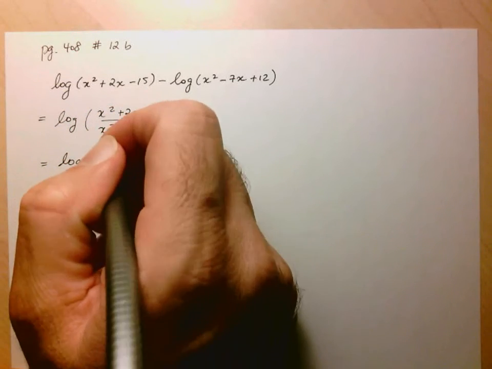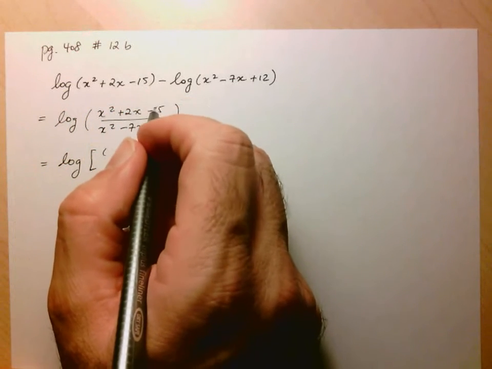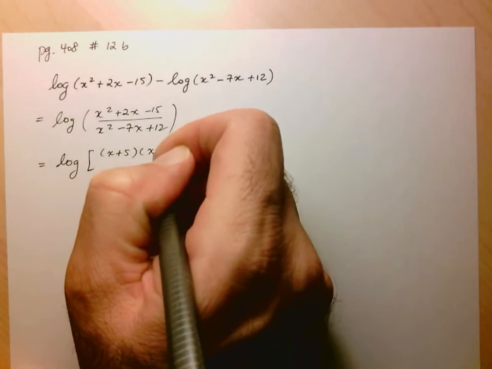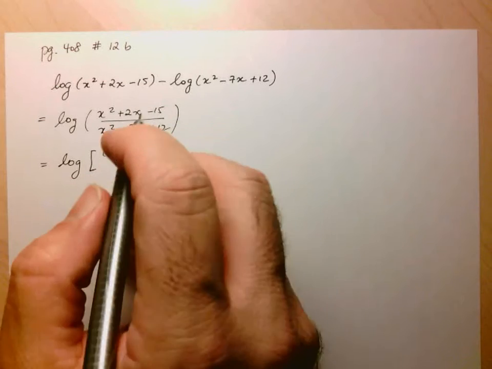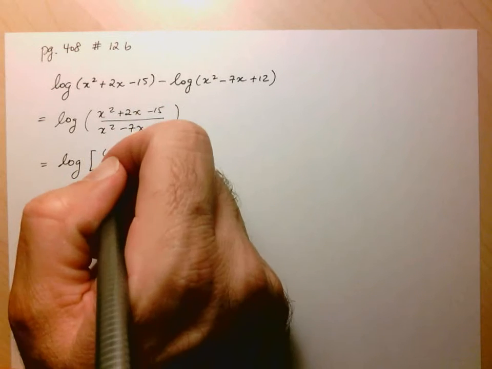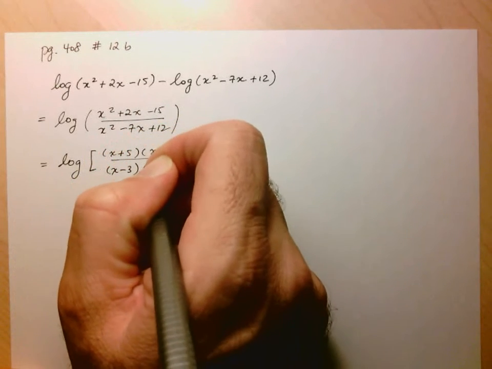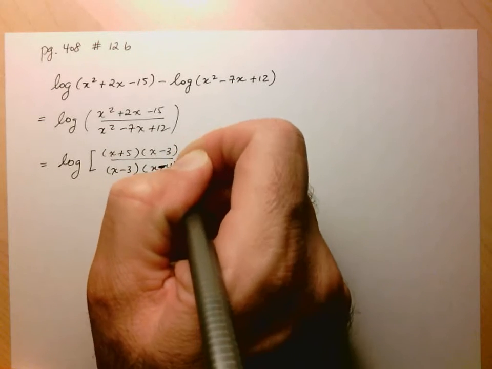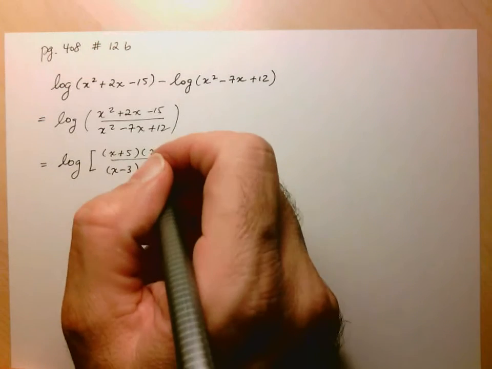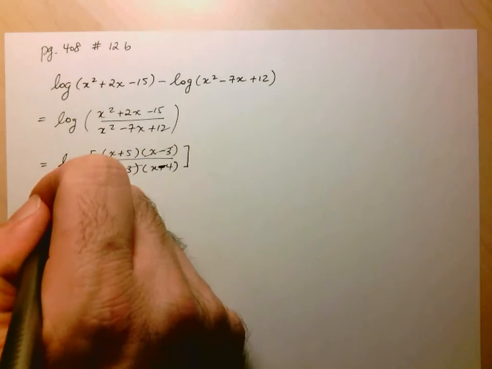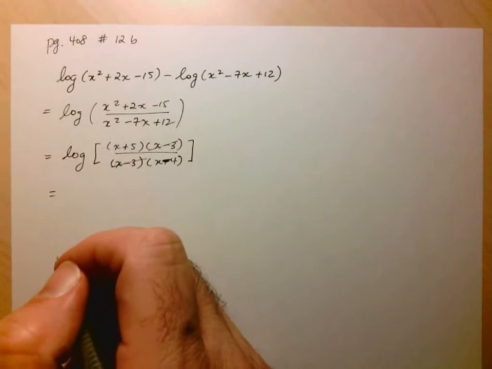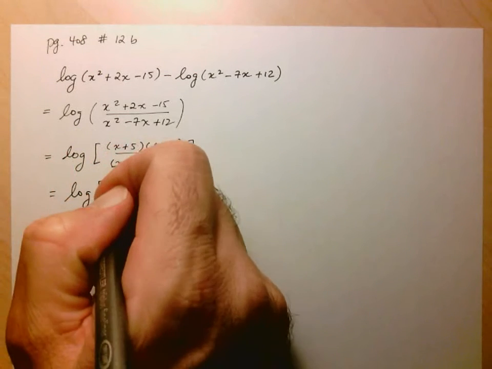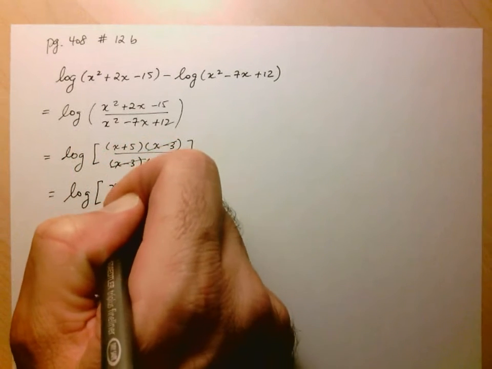factoring numerator and denominator. Here we factor the numerator, so it looks like 5 and 3 should work, so it'll be x plus 5 times x minus 3. And the denominator, 3 and 4 will do the trick, so x minus 3, x minus 4. Here we see that we can simplify the x minus 3's, those two factors on both the numerator and denominator, so we're left with logarithm of x plus 5 over x minus 4.